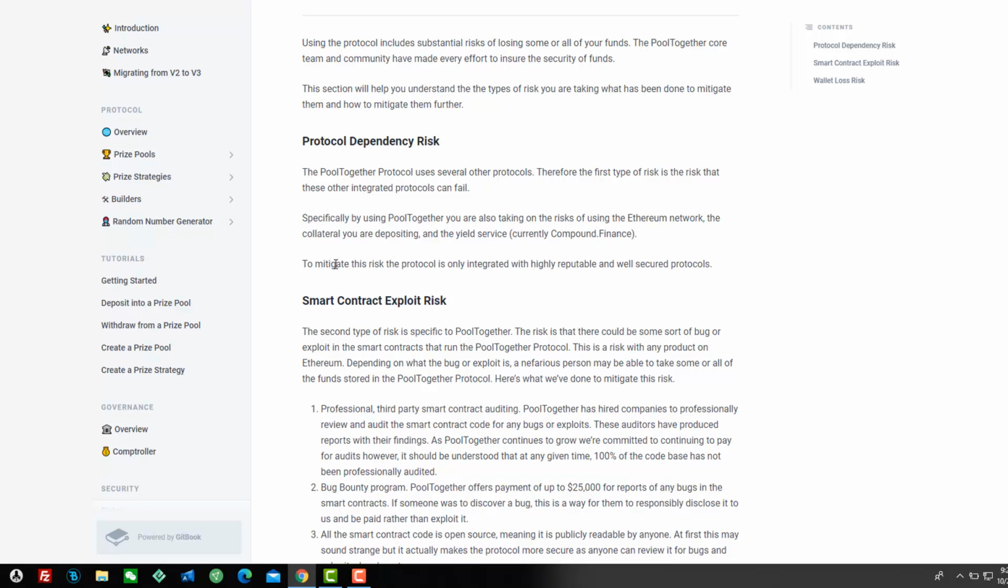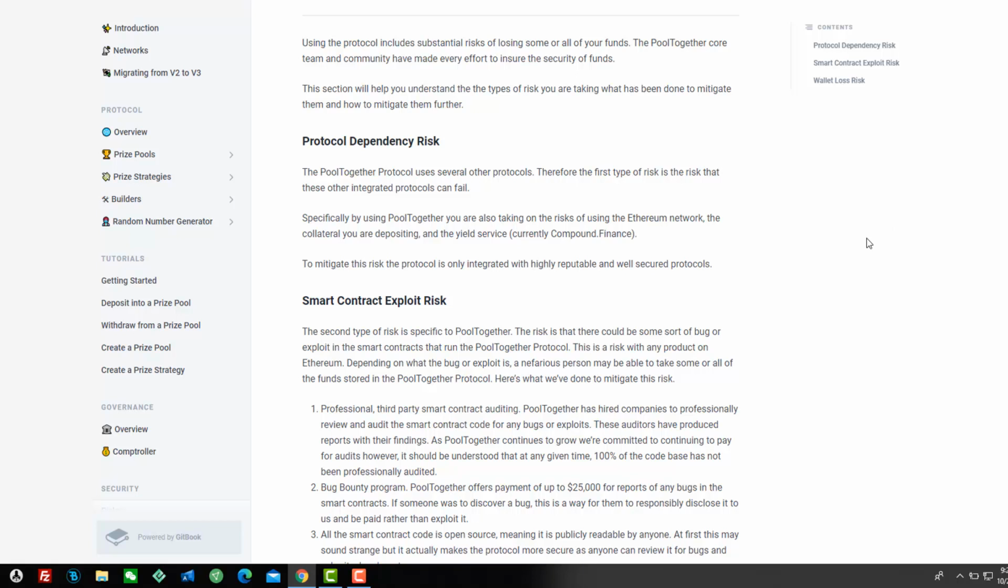What it's doing is taking the funds and investing them into other protocols, and that's how it's able to generate the money. So that's the risk they're talking about. The dependency risk is basically that it takes the money and puts it on Compound. So you've got that risk from the deposit on Compound losing value or depreciation of the assets.